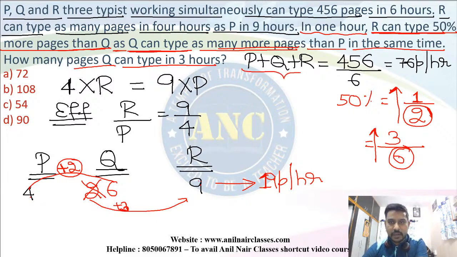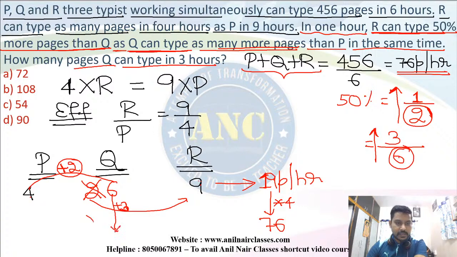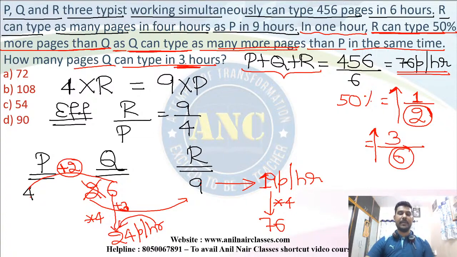But the question says if all the 3 are working, 76 pages are completed in 1 hour. So, 19 should become 76. Multiply by 4. This 6 also multiply by 4. 6 into 4 is 24 pages per hour. So, Q's capacity is 24 pages per hour. In 1 hour, he will type 24. But in the question, they are asking in 3 hours, how much will Q type? In 1 hour, it is 24. In 3 hours, it is 3 into 24, 72. The answer for this question is Q can type 72 pages in 3 hours.